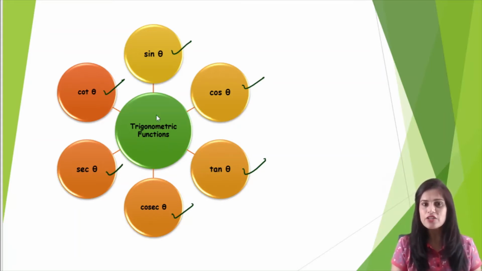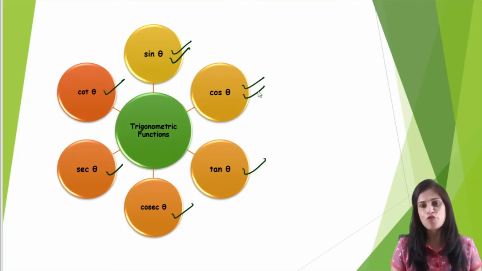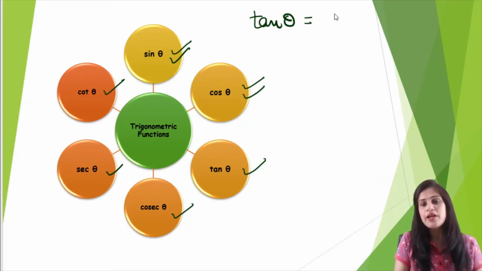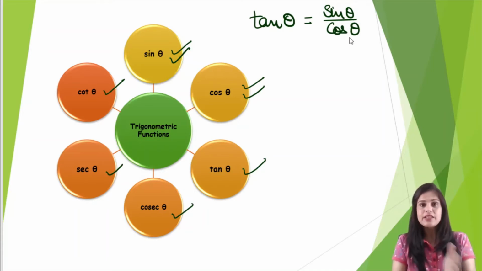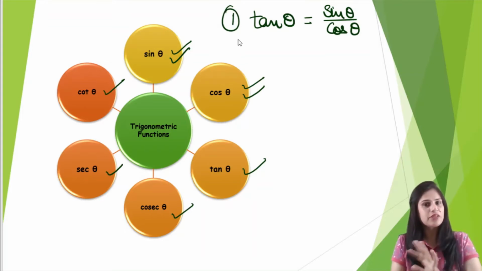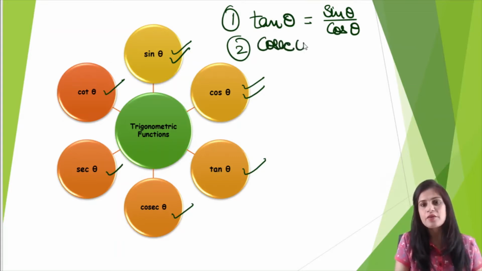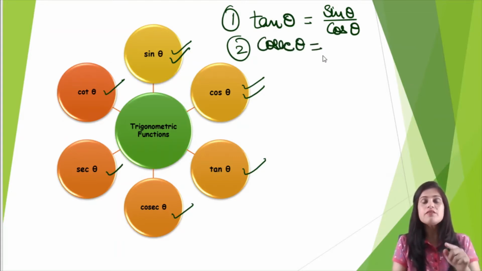Among all 6 functions, sine theta and cos theta are the basic functions, and the other functions can be written in terms of these two. Tangent theta, tan theta, you have to remember this, is the ratio of sine theta to cos theta, right? As sine theta and cos theta are the basic functions, first we talk about the relation of tangent theta with these two. Now next, after tangent, cosec. Cosecant theta is the reciprocal of sine theta, meaning 1 by sine theta, isn't it?